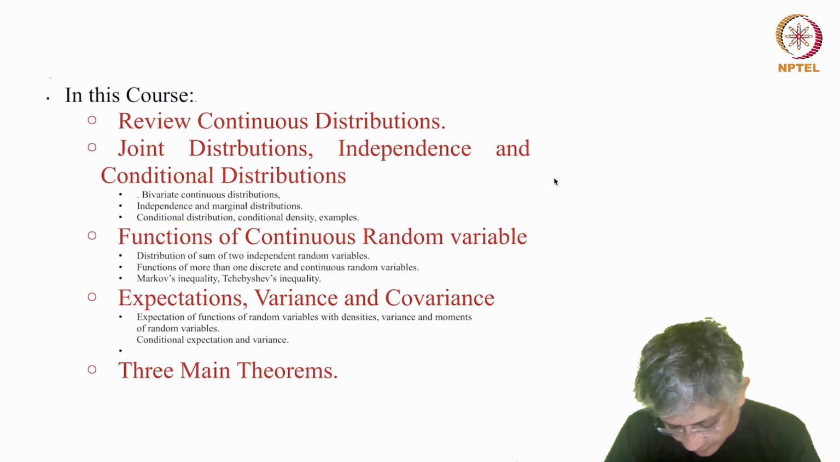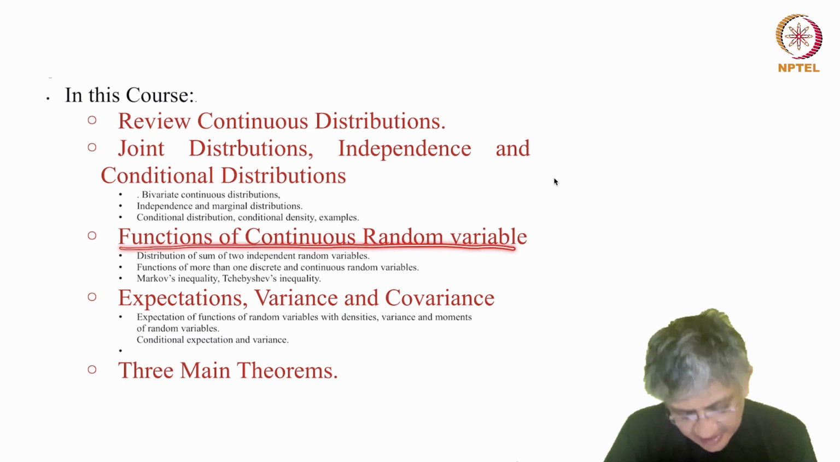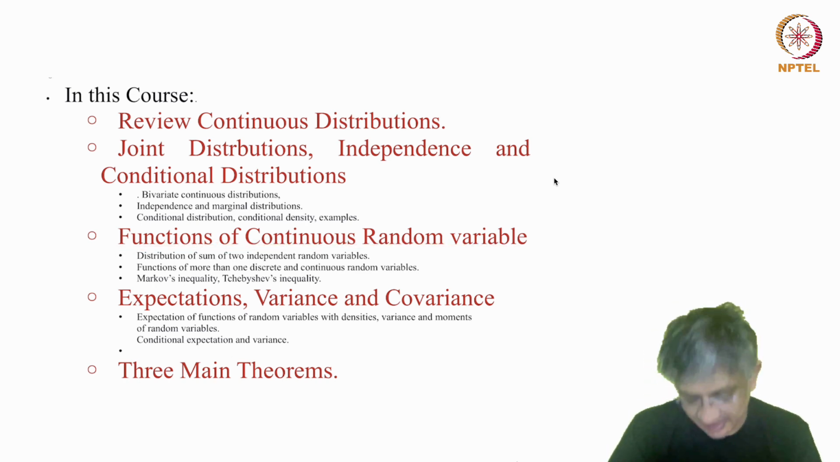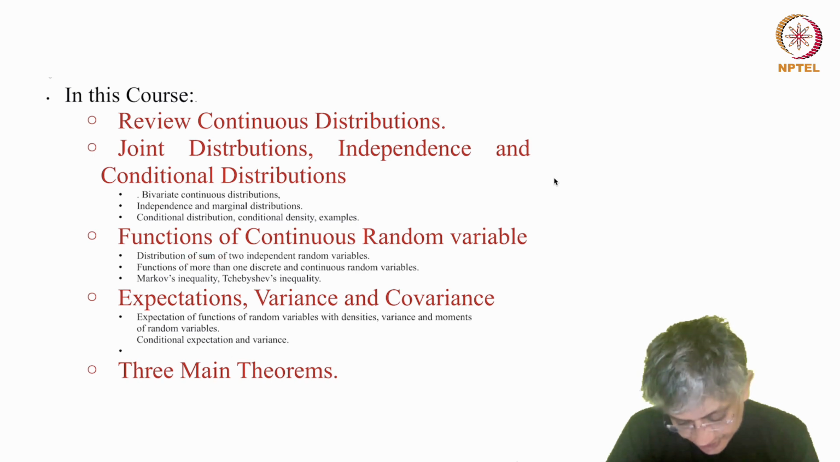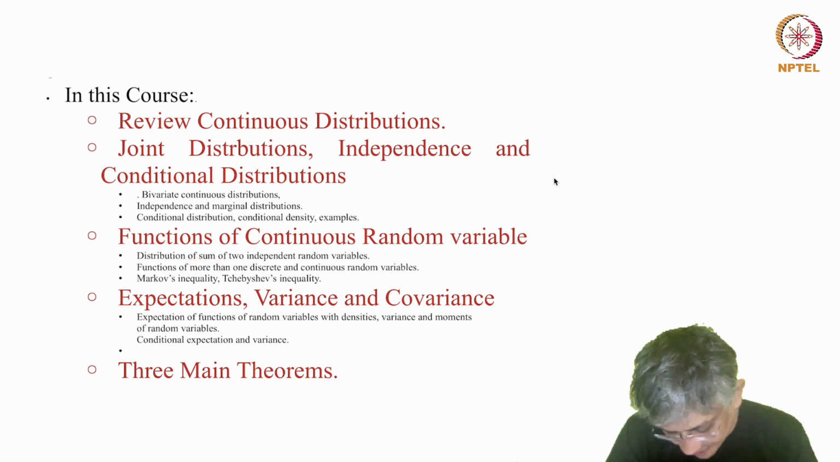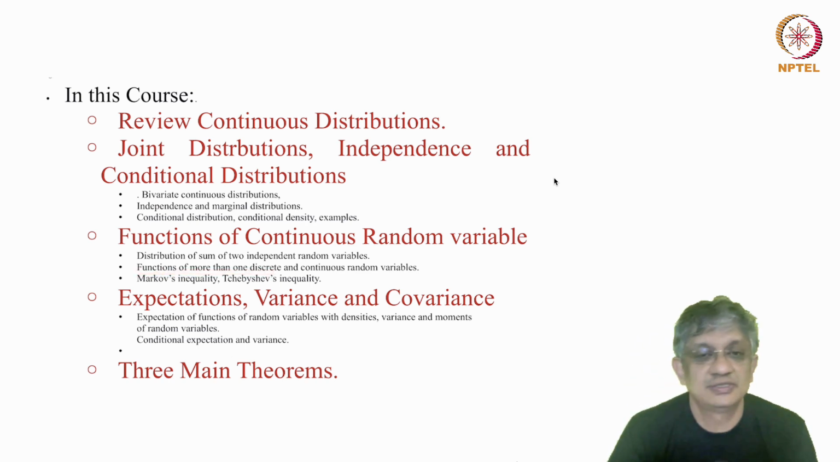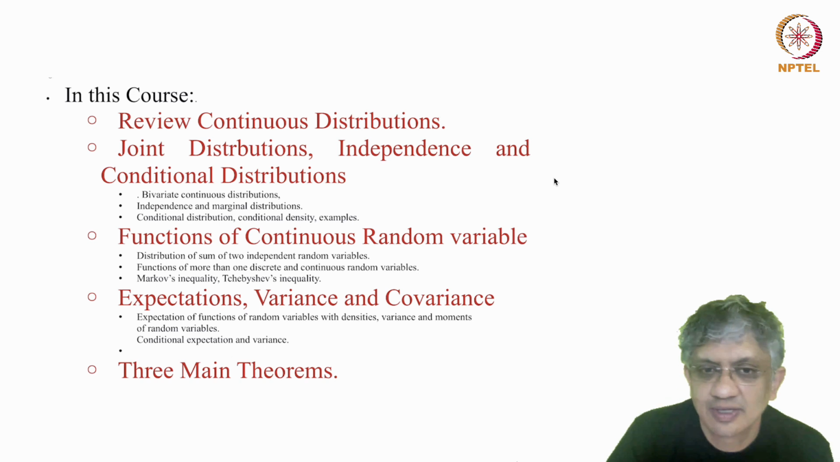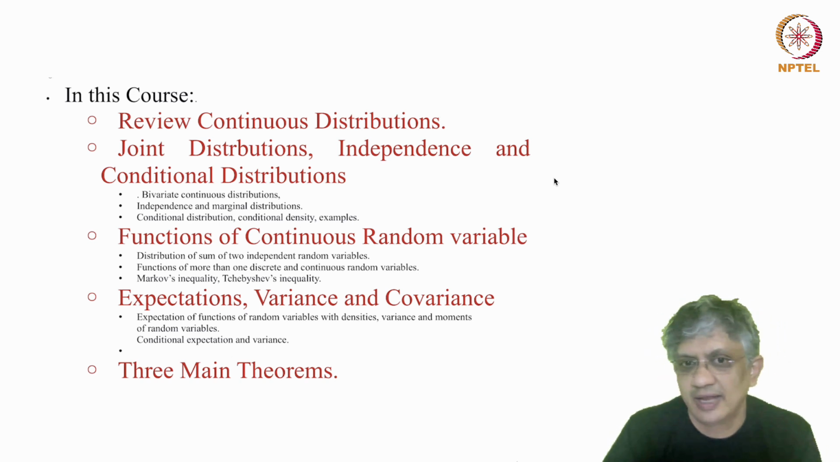Then we'll move on to functions of continuous random variables, which we also did in the discrete case. There we consider two random variables and discuss their sum or their quotient and so on. Here we will also generalize everything to more than one random variable. For example, we will discuss how functions of x1 through xn behave when n is any number, and x1, x2, ..., xn are either discrete or continuous.